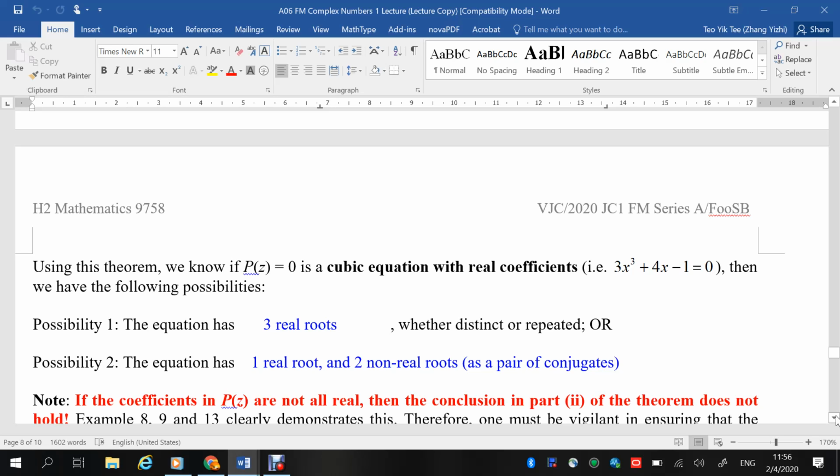I'm asking you whether it's possible or not possible. Of course, further analysis will actually tell you that certain things are impossible. But the basic thing is that you just have to activate the conjugate root theorem to list out all the possibilities. Then study the equation further, then you can streamline some more.